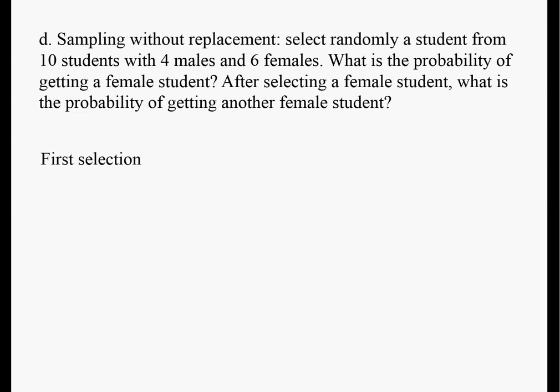Okay, let's see. First selection. When you select a student the first time, in the pool of 10 students, there are 4 males and 6 females. Therefore, the total number of possible outcomes is 10. And you have 6 different ways to obtain a female student. Therefore, the probability of getting a female student in the first selection is 6 over 10. And you simplify that to 3 over 5. This is the first selection.